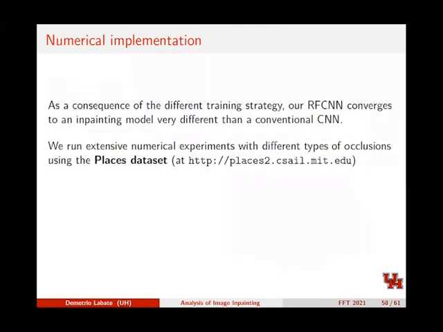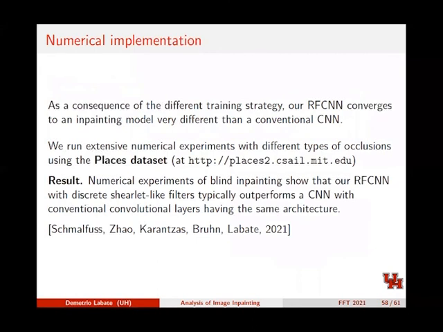So anyway, just to get to the conclusion. As a consequence of our different training, the RFCNN converges to an inpainting model very differently than a conventional CNN. We ran extensive numerical experiments on a classical dataset called Places, using blind inpainting. We show that RFCNN, in fact, with discrete shearlet filters, typically outperforms a CNN with conventional convolution, especially when you are dealing with limited training samples.